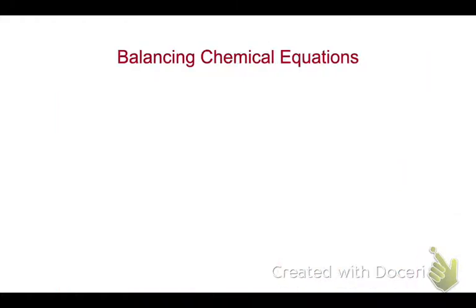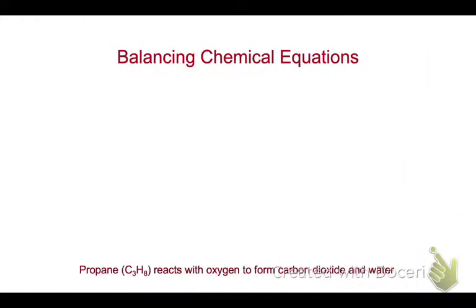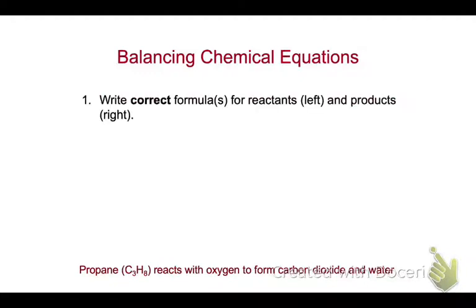Let's balance chemical equations. The simple rule that I give my students is: what goes in has to come out. That comes from what we just discussed, that matter cannot be destroyed nor created. So what goes in has to come out. We write the correct formulas for reactants on the left side of the equation and products on the right side of the equation. That's how we write a chemical equation.